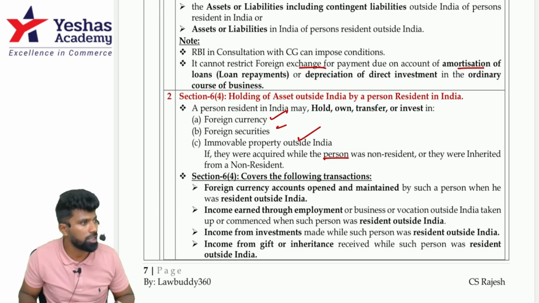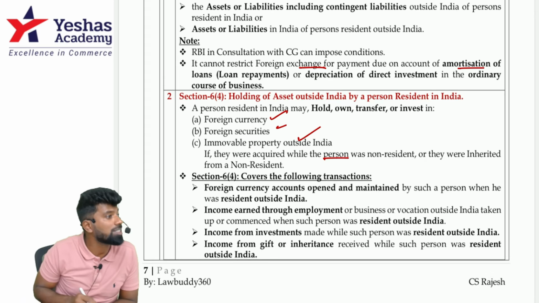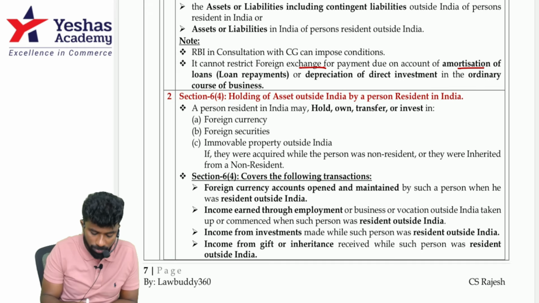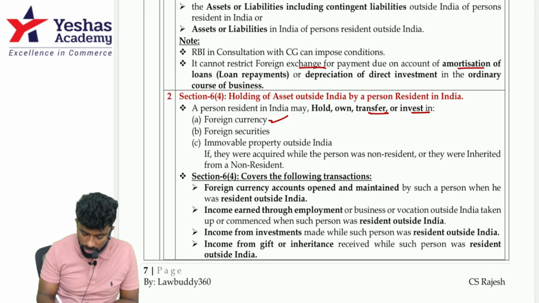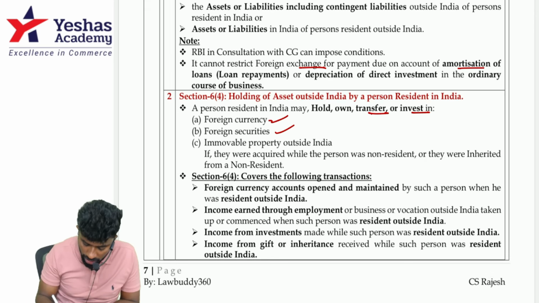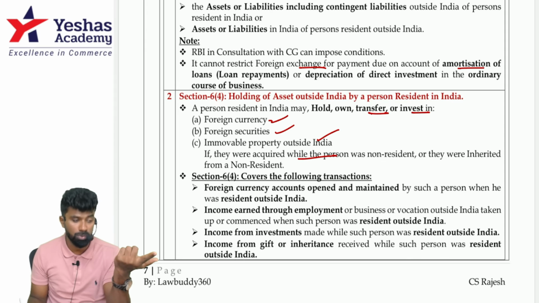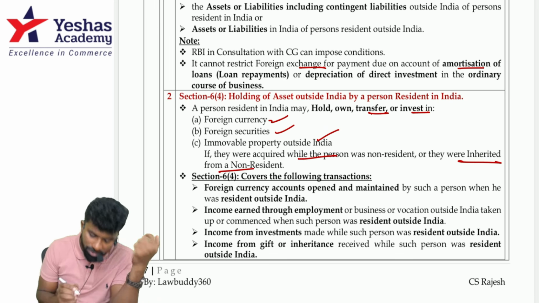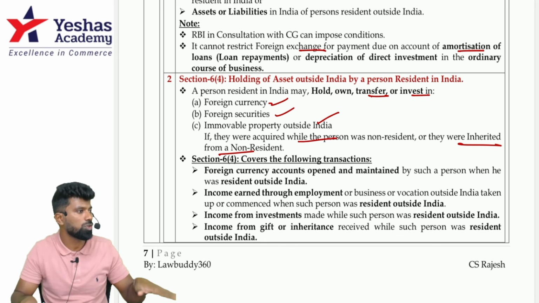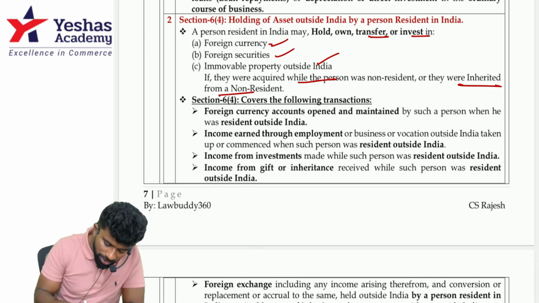Based on this, there can be a practical question. What question? Section number 6, subsection 4. Capital account transactions. One more time. A person where? Resident in India. Can he hold, own, transfer, invest? In what currency? Second one, foreign securities. Third one, immovable property. Where? Outside India. If they were acquired when the person was what? Non-resident. Or they were inherited from a what? Non-resident. In these two cases, he can deal with this without whose approval? RBI's approval.